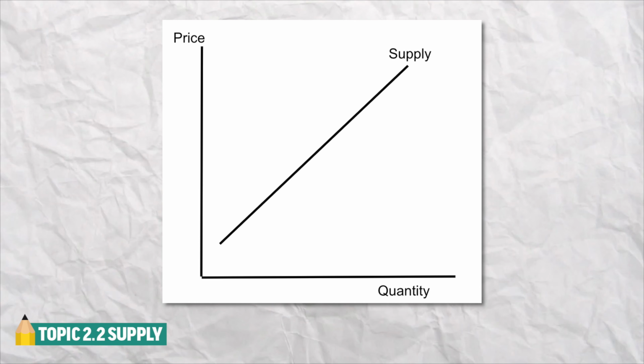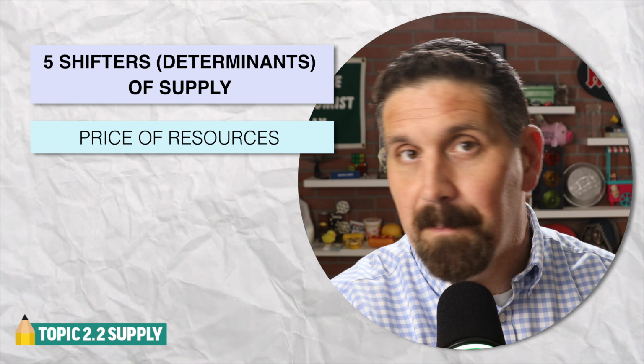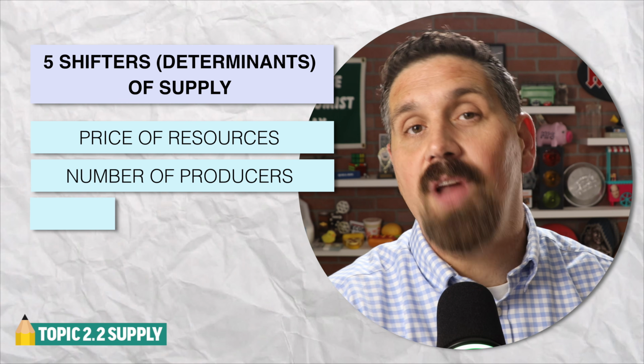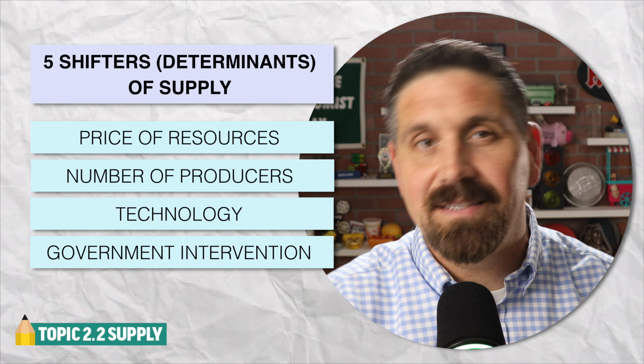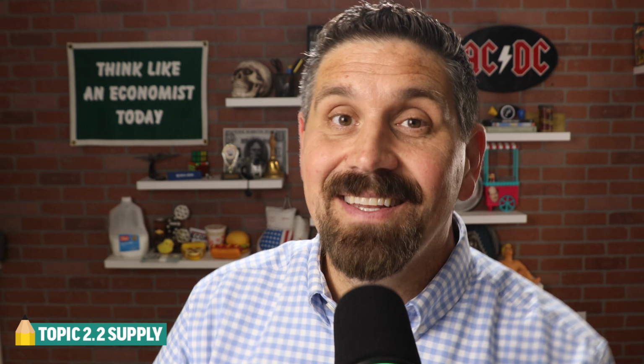So that means there's an upward sloping supply curve, which also has its own shifters. The price of resources or inputs, the number of producers, technology, government intervention like taxes, subsidies, and regulation, and expectations of future profit. Again, let's practice.